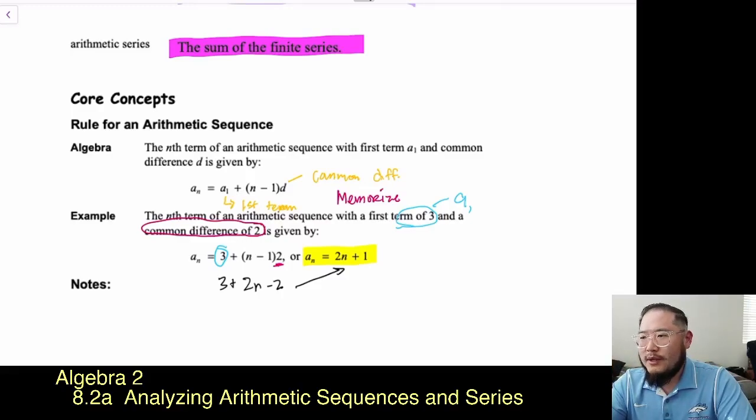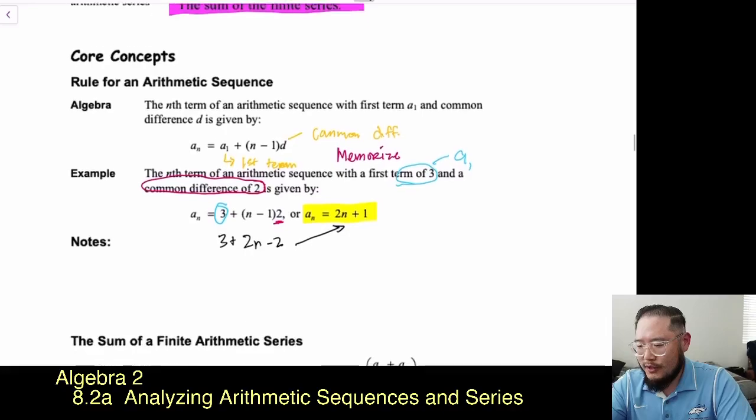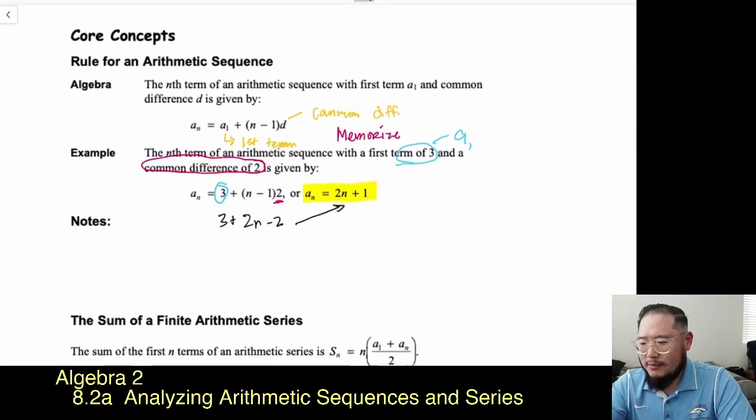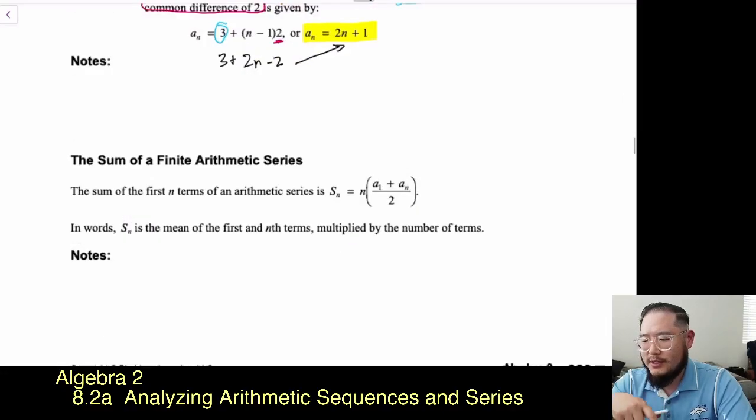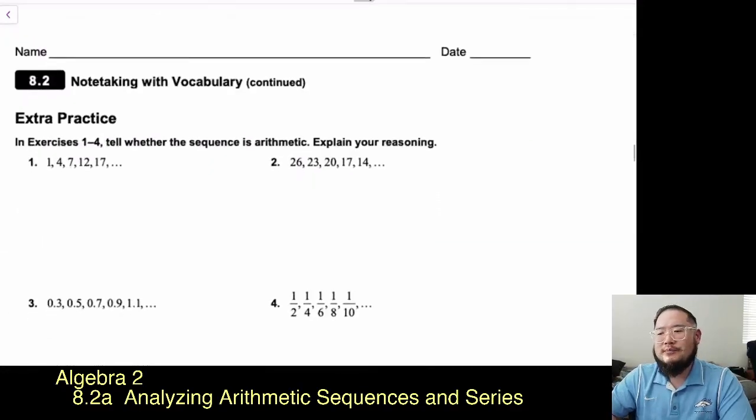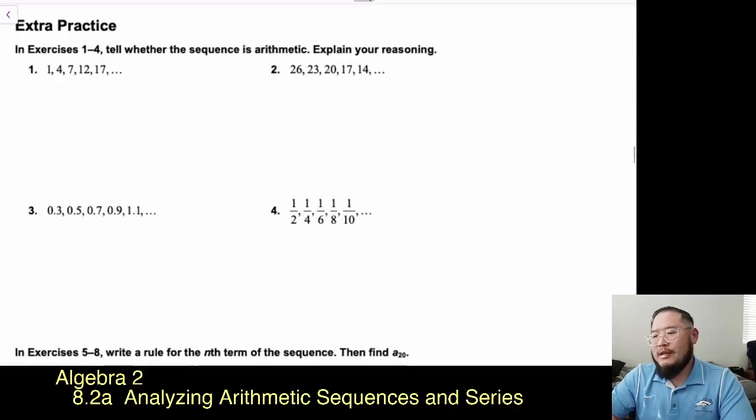Next up, let's move down to the sum of a finite arithmetic series. We'll take a look at this more in part B, so we'll save it for then. Let's go ahead and move on to our extra practice right here. We'll take a look at number 1.